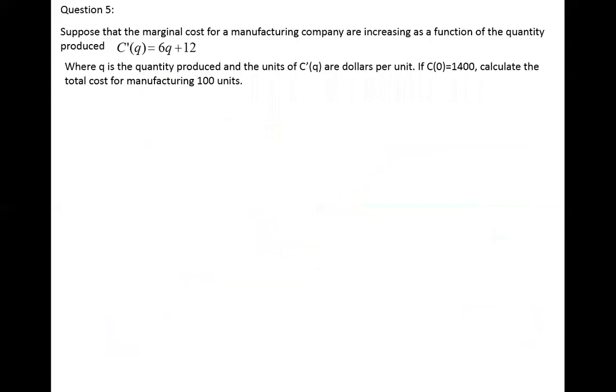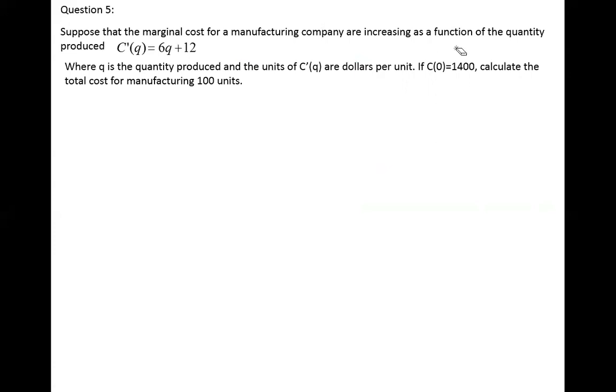What do we have? Okay, let's try. This is a similar question, but no values from the function. We have a function. We have actually the formula. Suppose that the marginal cost for a manufacturing company, increasing as a function of the quantity produced, is defined this way. C prime Q is 6Q plus 12, where Q is the quantity produced and the units of C prime are dollars per unit. Of course, dollars per unit is the rate of change.